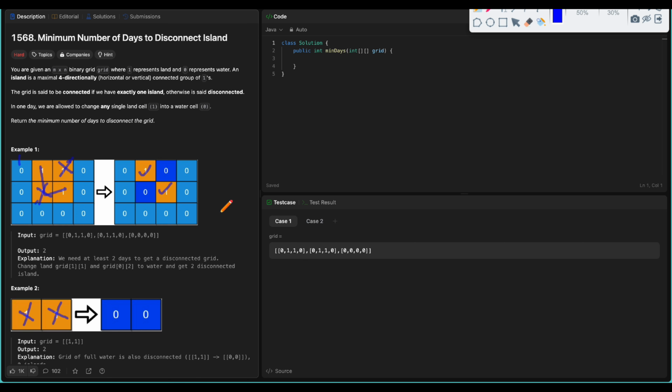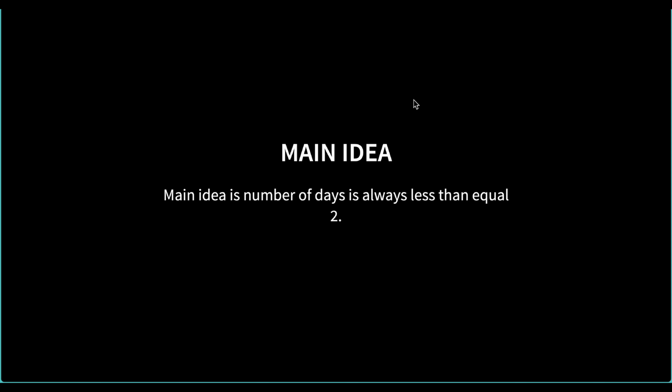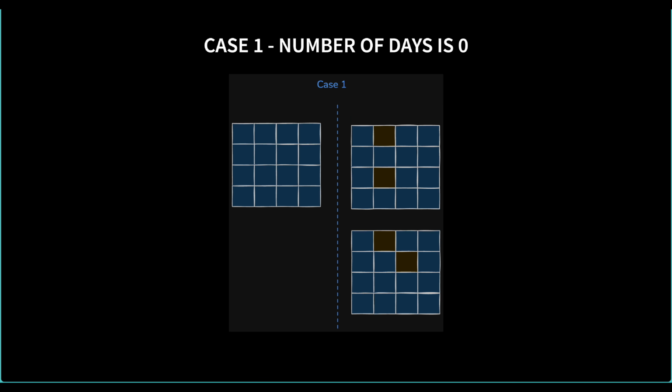For example, what if the graph is resilient and doesn't have such an articulation point or single point of failure? And this is where an interesting observation comes in. The main idea of the problem is that the number of days to disconnect an island is always less than or equal to 2. And we will come back to why that is the case in a minute. So then our problem has only 3 possible cases.